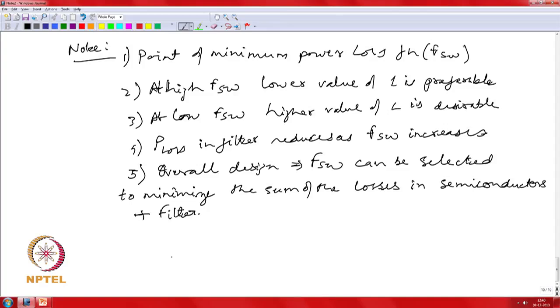So you could select your frequency to minimize the sum of the losses in the semiconductor plus filter. So if you look at the overall characteristics, you can think about the total power loss as a function of what your L per unit is, and it is also a function of your switching frequency. Essentially you are looking at what is the point which gives you your best desired loss, subject to constraints on your total value of L lying between some minimum and maximum range.